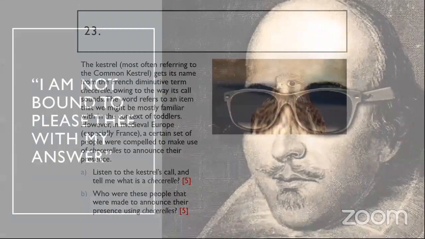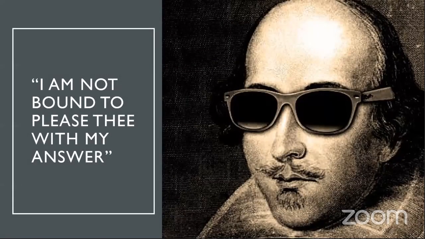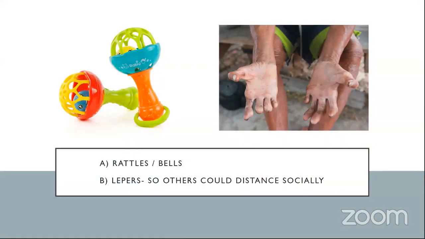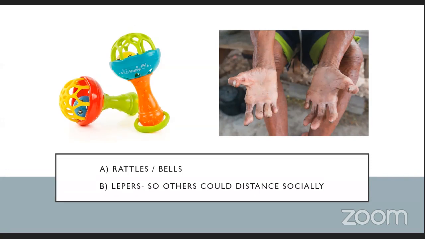So kestrels get their name from the French for rattles. Rattles or bells would also have been okay, but specifically rattles is the more precise answer. And lepers, as per medieval law, were compelled to carry rattles with them, and whenever they entered a public place, they were supposed to sound their presence so that others could make way and distance themselves socially. So great answer there. Full 10 points to team 1 for getting that.